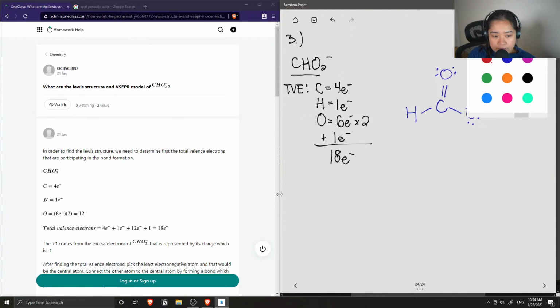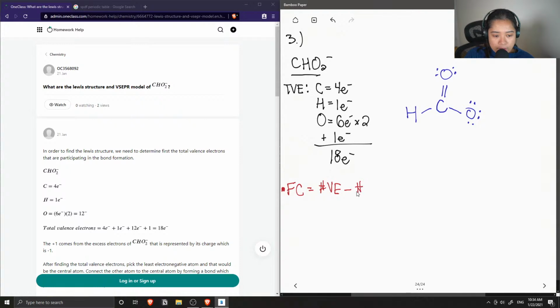So now at the bottom, I'm just going to calculate the formal charge of all of my atoms just to see which one carries that negative charge. So the equation for formal charge is the number of valence electrons minus the number of non-bonding electrons. So these are all the electrons that don't participate in the bonding, such as the ones in the lone pair. And this will be minus the number of bonding electrons divided by 2.